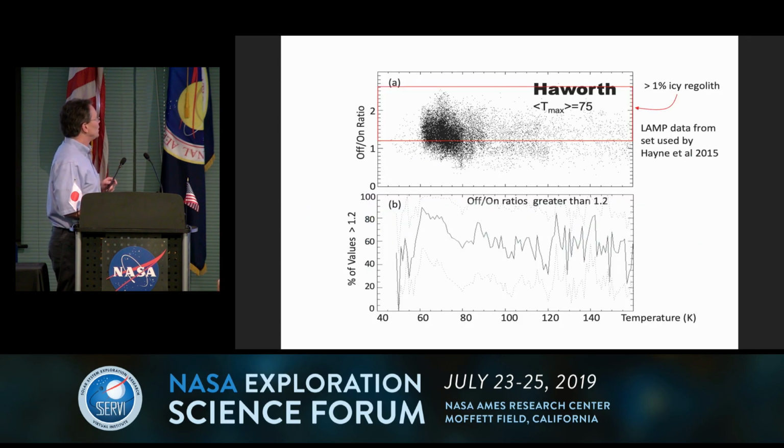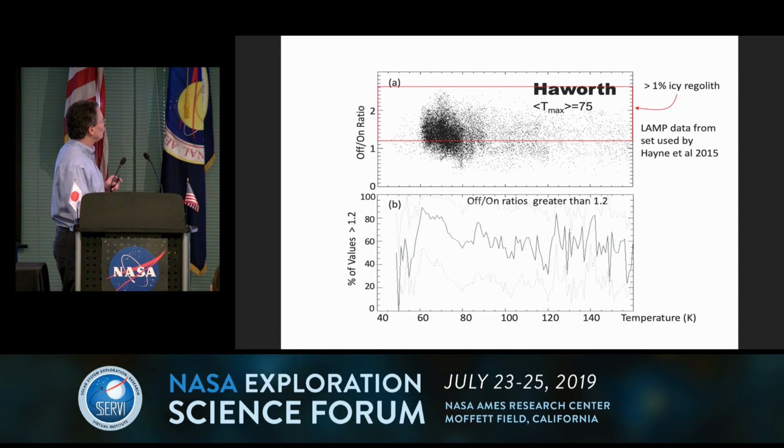So this brings us to data. We always like to have some data to back up our modeling here. What I'm showing you here is the off-on ratios from Haworth crater from Paul Haynes' data set. This area in red represents the greater than 1% icy regolith, off-on ratios greater than 1.2. And here's the fractional amount greater than 1.2 in each 1 degree K bin.